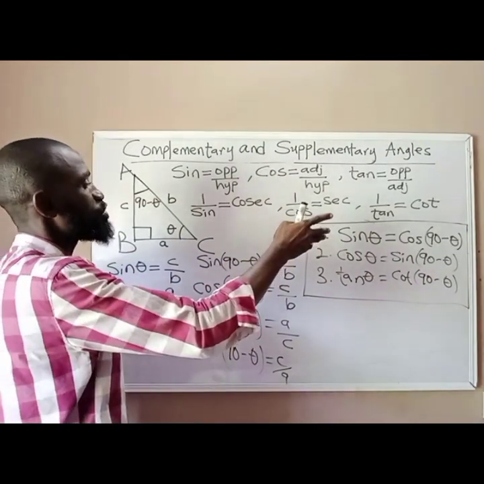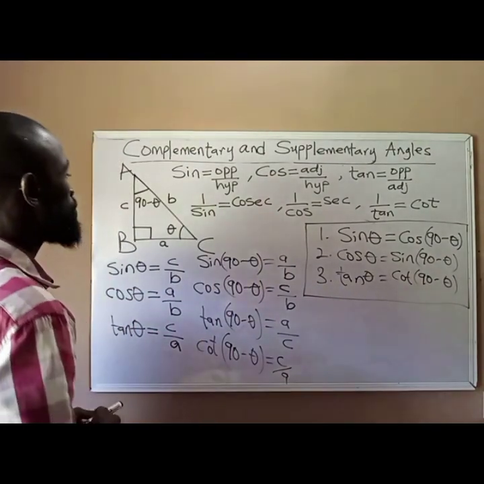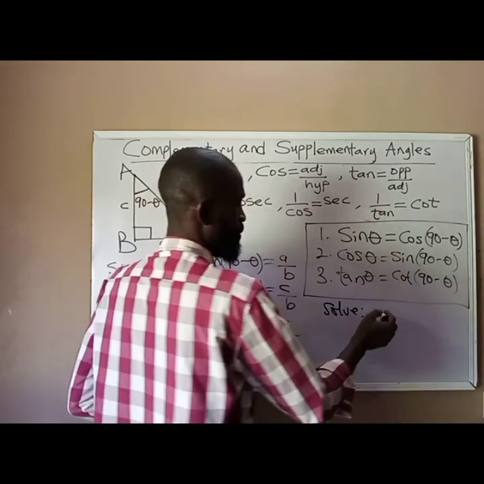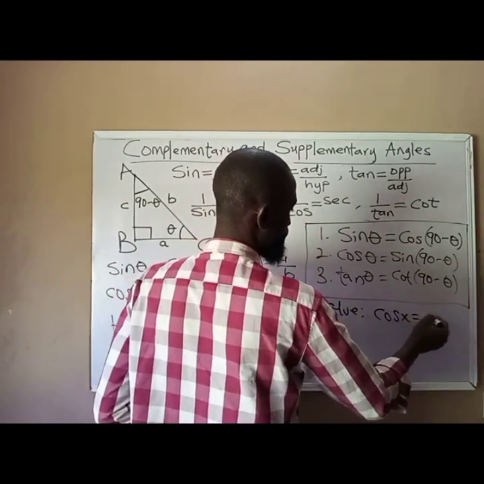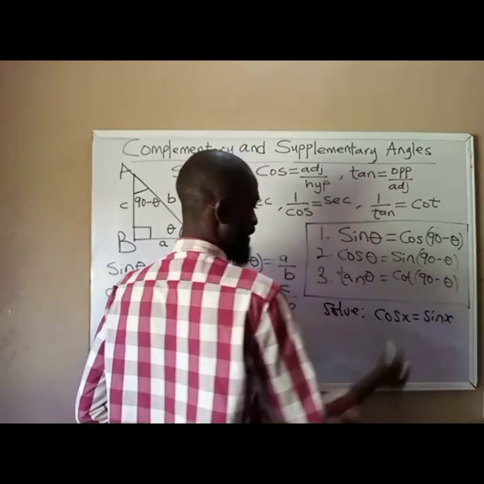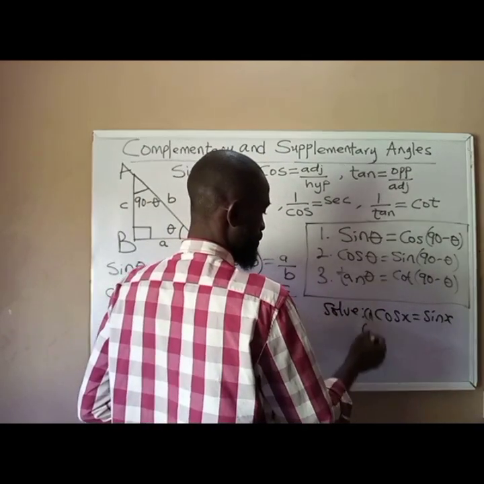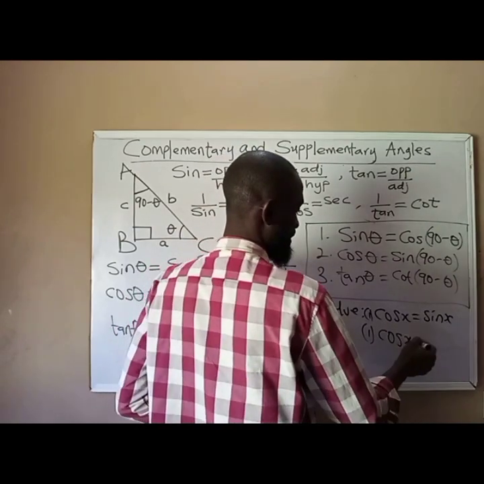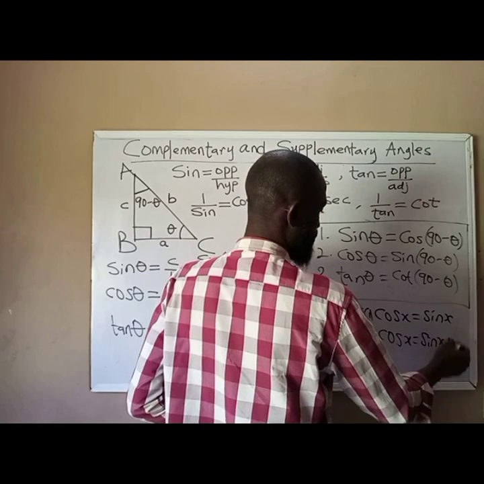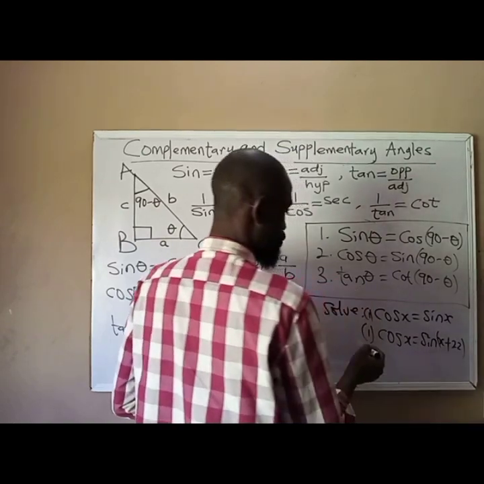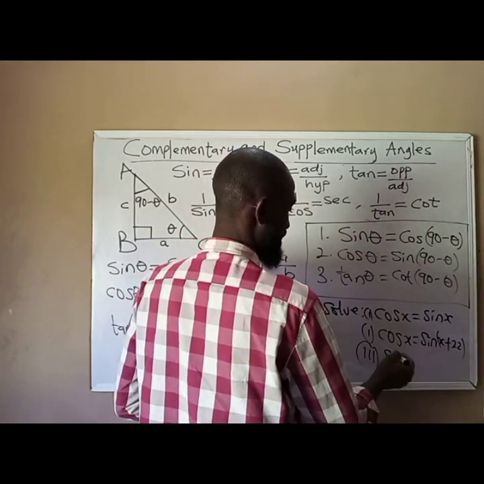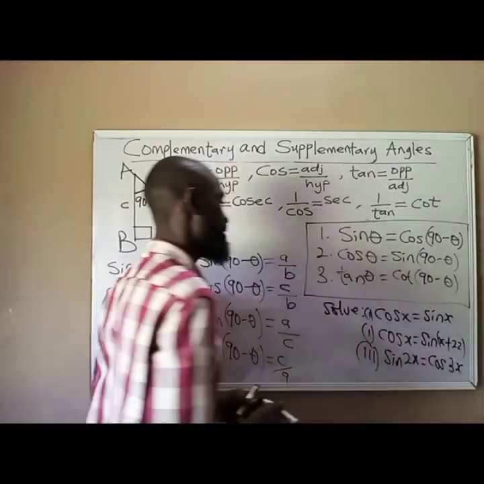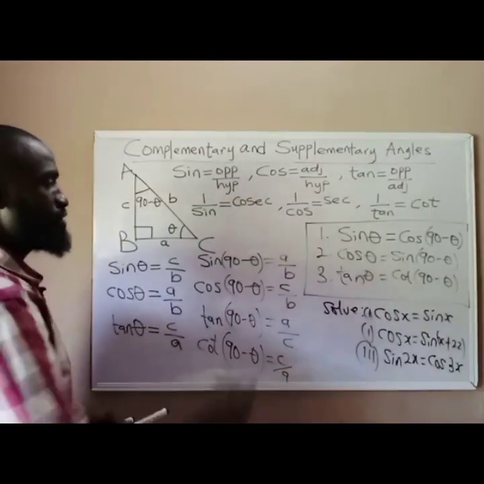So let us use this relationship to solve questions. Let's assume I ask you to solve, find the value of x: number 1, cos of x equals sin of x. Number 2, cos of x equals sin of x plus 22. And third one, sin of 2x equals cos of 3x. So let's use this relationship to solve those questions.